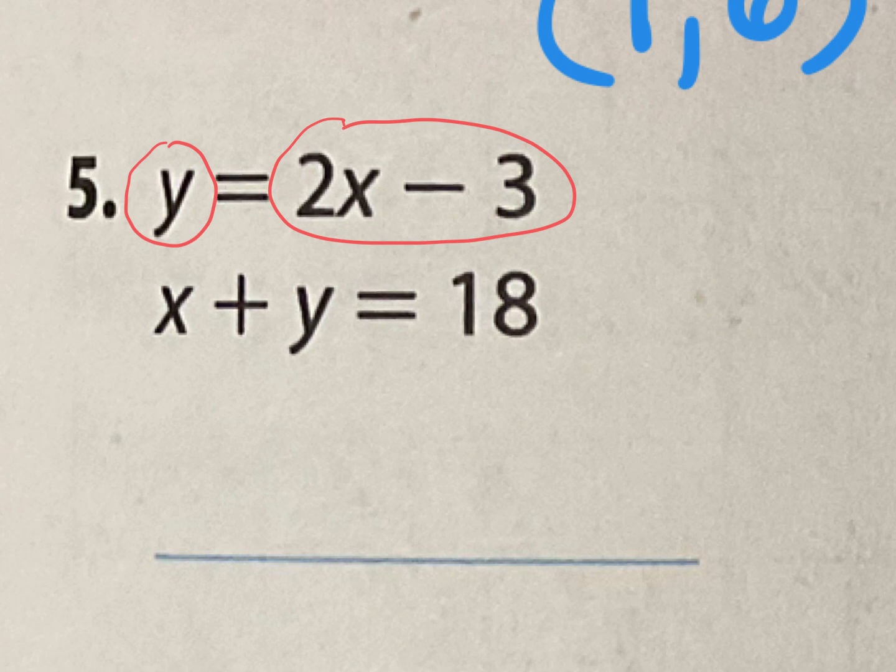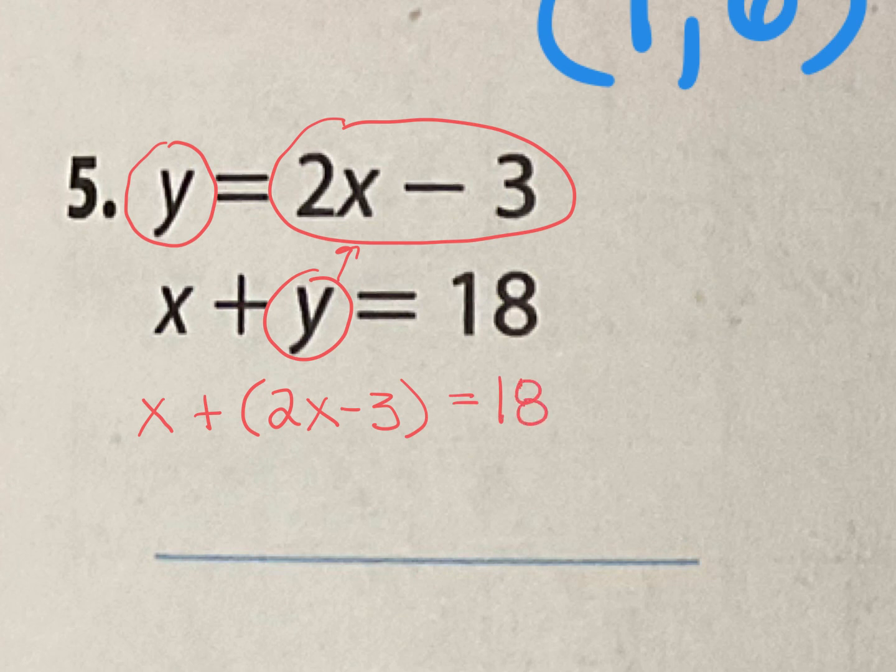They're already telling me a piece of information that if you ever see another y, you can plug in negative 2x minus 3 for it. So down here, instead of this y, I'm going to write negative 2x minus 3 because they're telling me what y is. So I'm going to plug in x plus, and I'm going to say negative 2x minus 3 because I'm just plugging it in, equals 18.